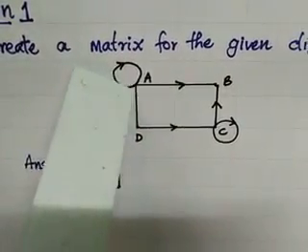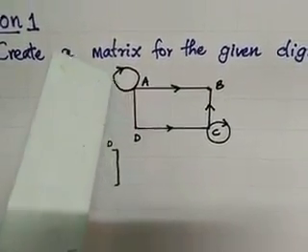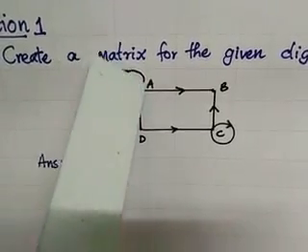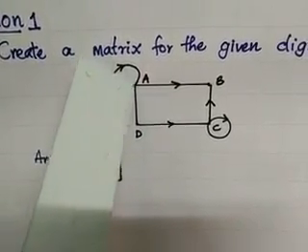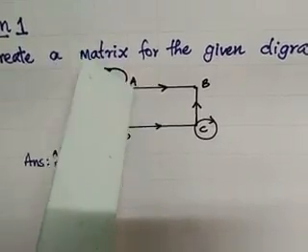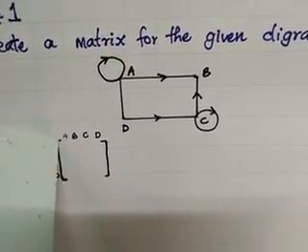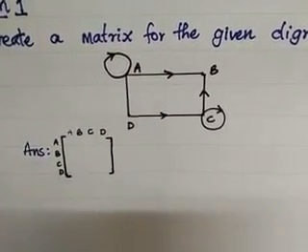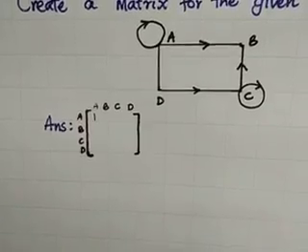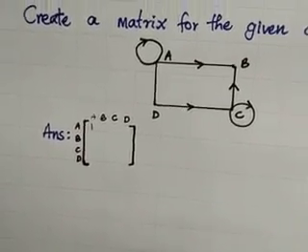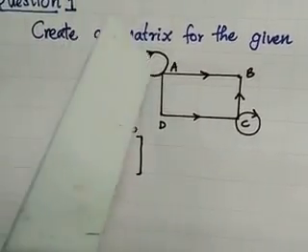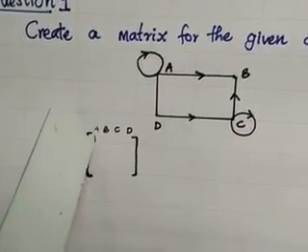You can see here A to A. This is called a loop. So A to A there is a connection, so we will write A to A is 1. Yes, A to A there is one loop. That is why one loop means A to A there is a 1.